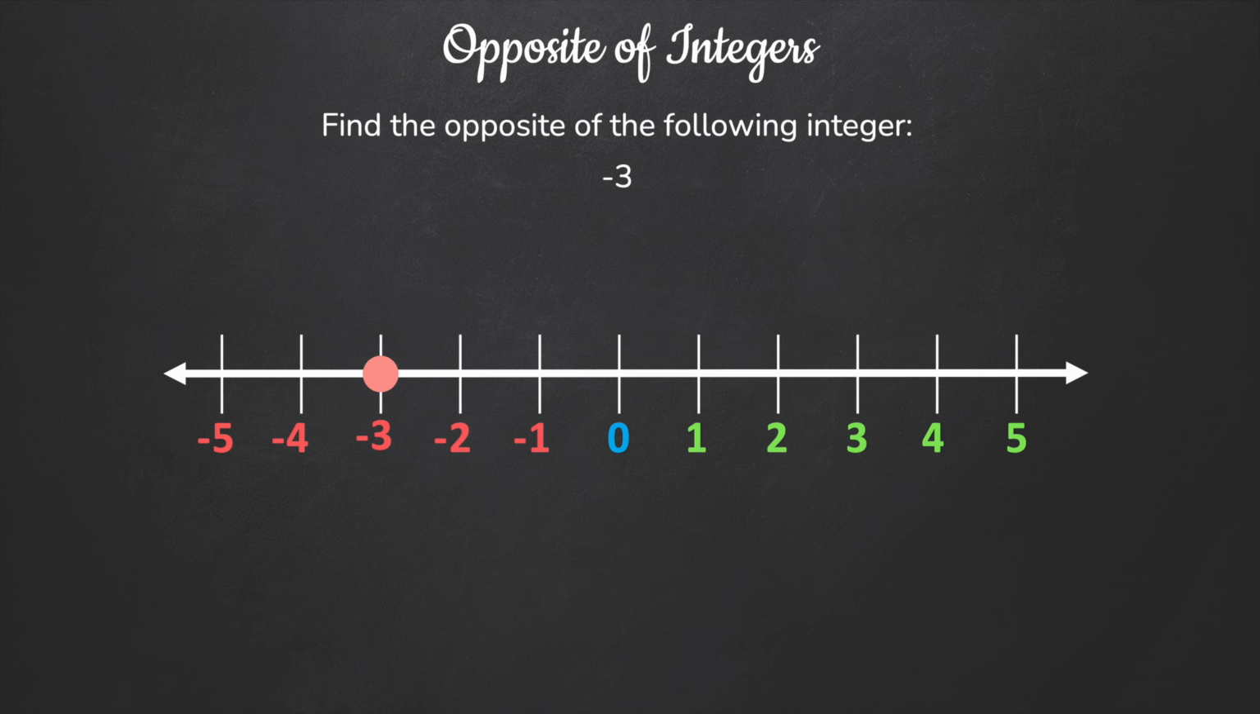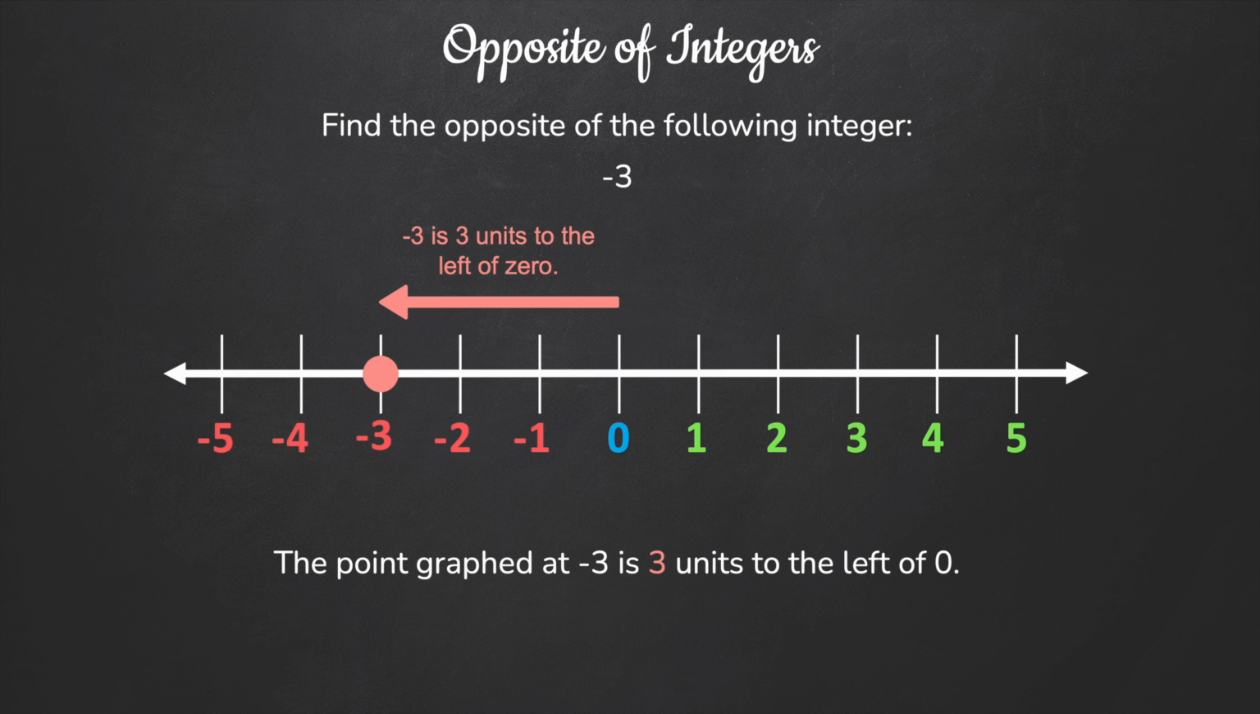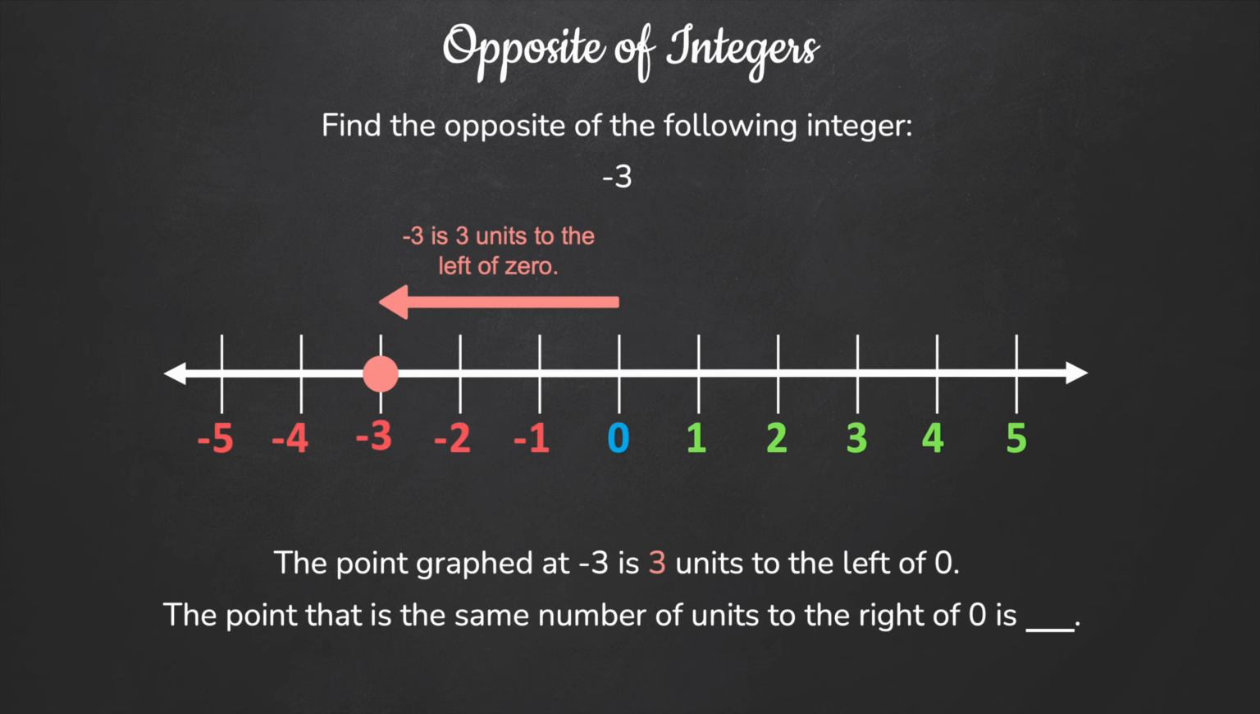So we know that -3 is to the left of this number line because it's a negative integer. So the point graphed at -3 is 3 units to the left of 0. In order to find its opposite, we need to find out what number is the same units away from 0, but in the opposite direction.